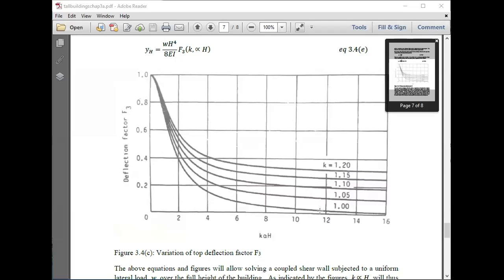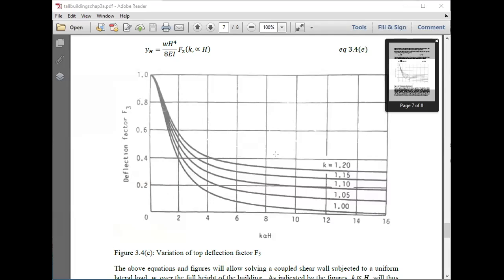Somewhere here. So what is the deflection that you can expect? Only 20% of the deflection that occurs in the wall without coupling action. The K value is 1.08 somewhere here, and this is 7.7. Then when you come this way, you get 0.2. So the deflection is only about 20% of the deflection that you get in the actual case without coupling action.